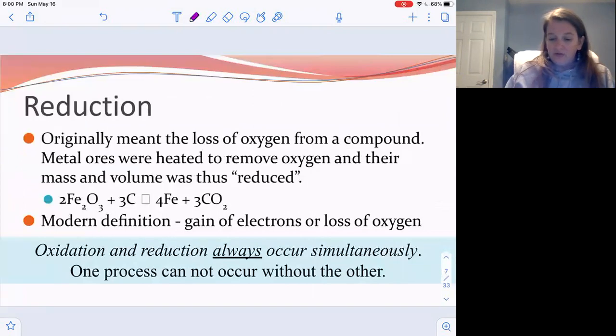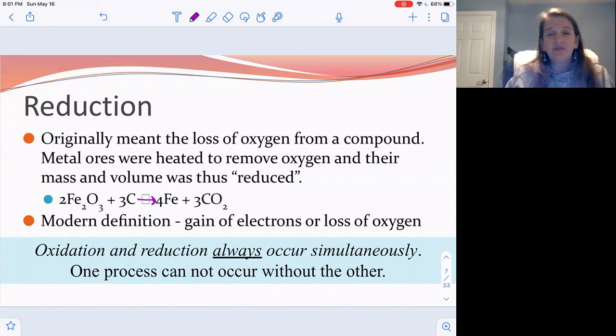Reduction, let me put this arrow here. Reduction originally meant that a substance was going to lose some oxygen. In the example here, you can see that the iron lost oxygen as it formed the product. Now we know that it's not just about the loss of oxygen, but it could also mean that there was a gain of electrons. So oxidation is a loss of electrons, reduction is a gain of electrons.